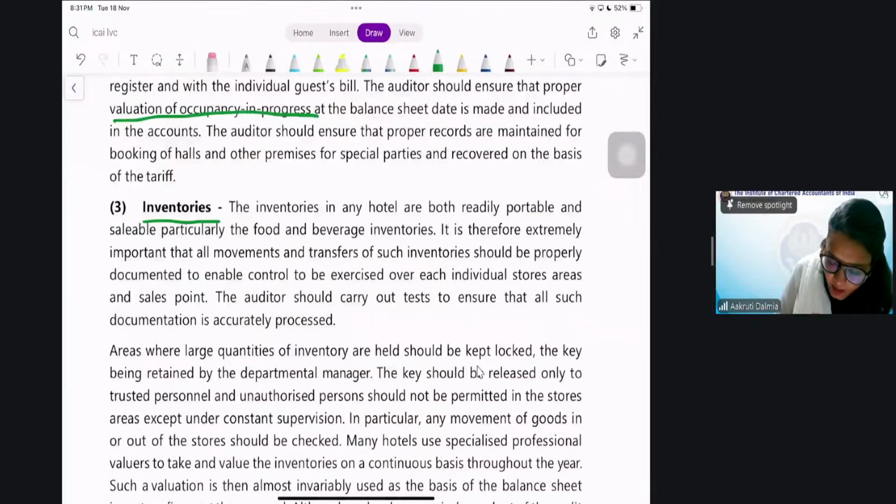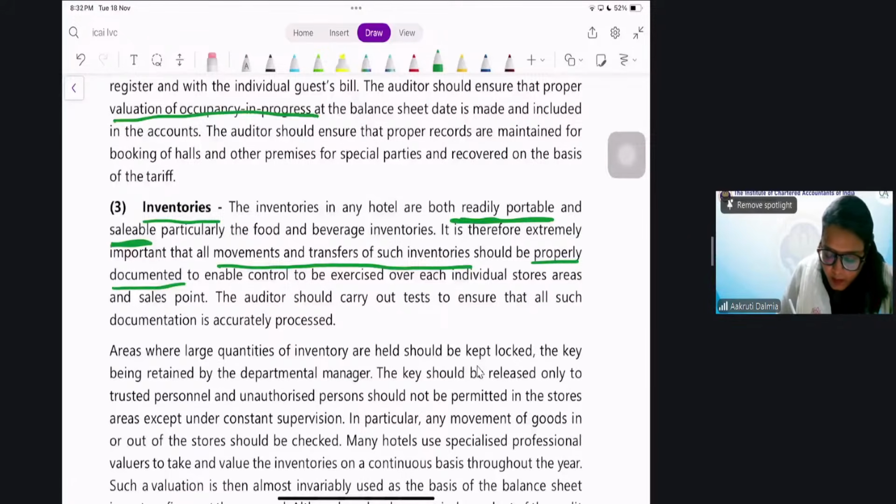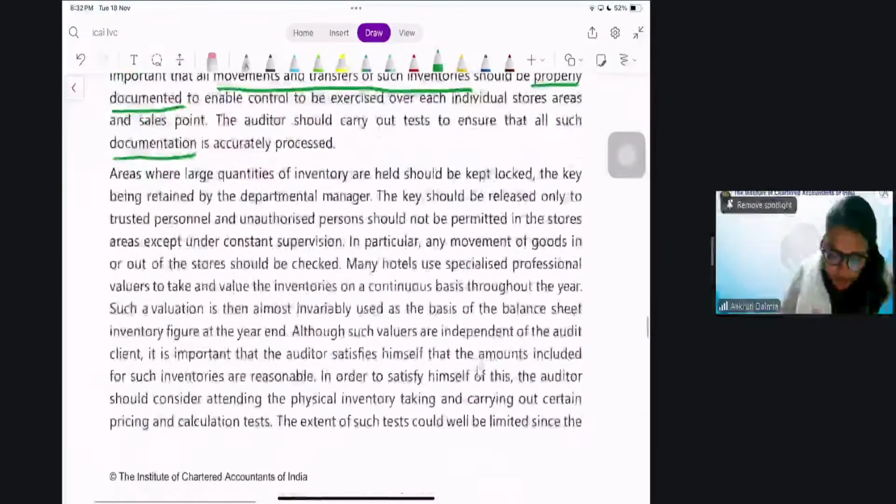Inventories in any hotel, like food and beverage, are both readily portable and saleable. It is therefore extremely important that all movement and transfer of such inventories should be properly documented to enable control to be exercised over each individual store area and sales point. The auditor should carry out tests to ensure that all documentation is accurately processed.